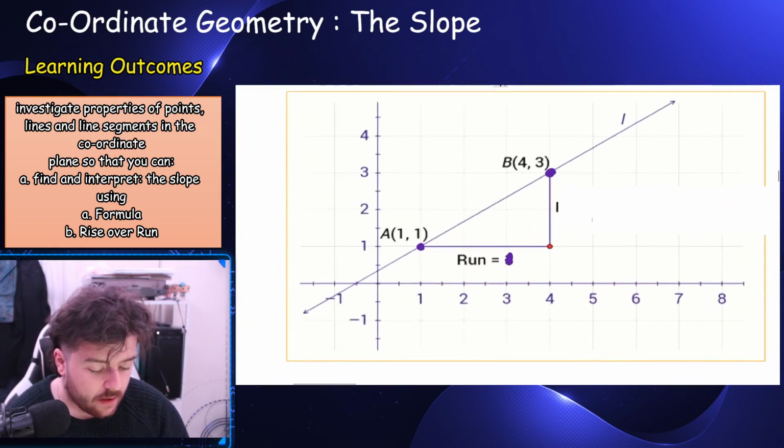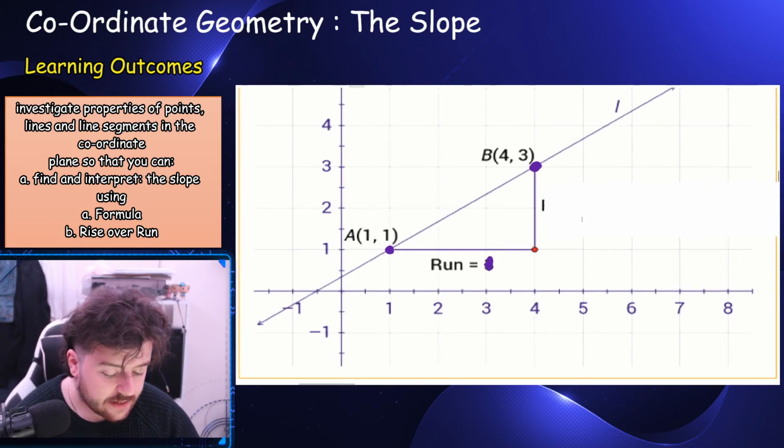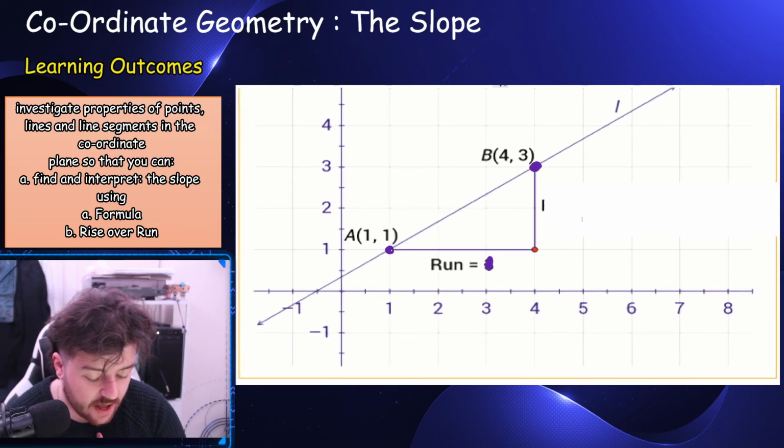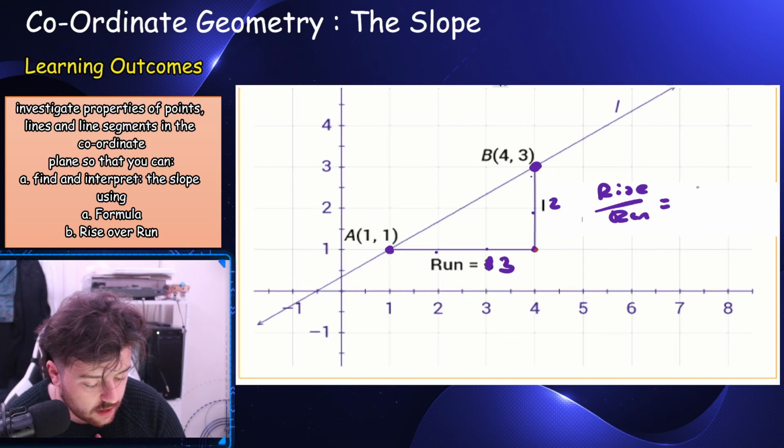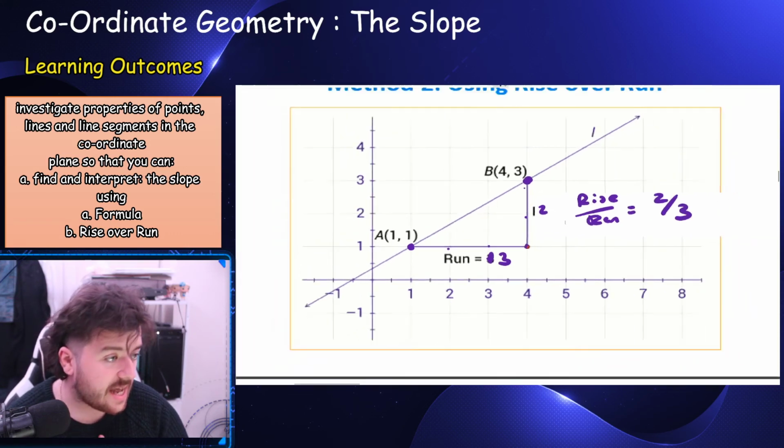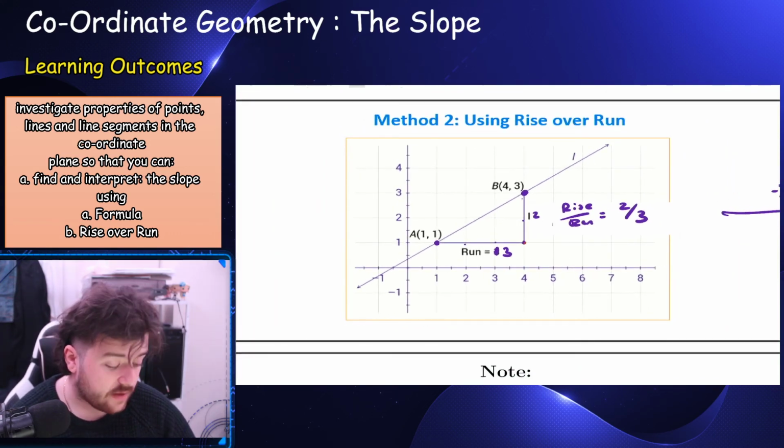Anyway. But for this point here, I'm reading from left to right. So here's 1. I'm going 1, 2, 3. I'm going 3 across. And then I'm going 1, 2, 2 up. So remember, rise over run equals 2 over 3, which is the same answer I got previously.